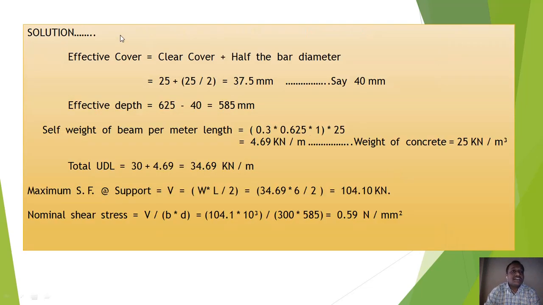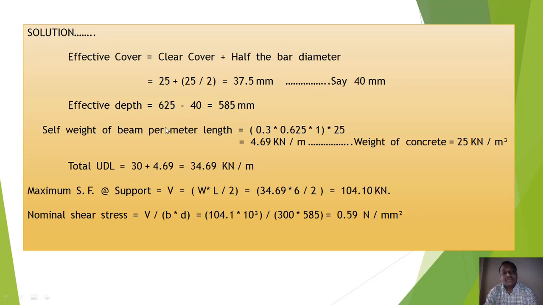So now the solution. Effective cover is equal to clear cover plus half the bar diameter. So effective cover is 25 plus 25 divided by 2, which is equal to 37.5 mm, say 40 mm. So effective depth is equal to overall depth minus 40, which is equal to 585 mm.